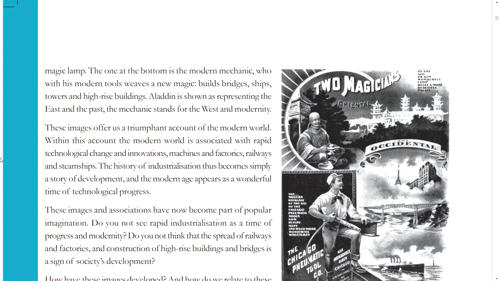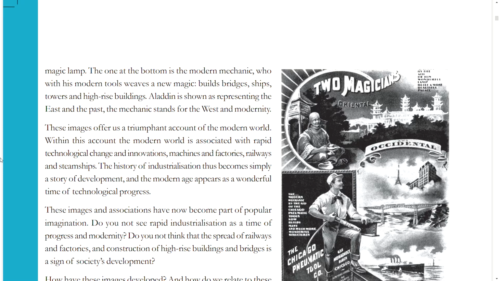Aladdin is shown as representing the East and the past. The mechanic stands for the West and modernity. These images offer us a triumphant account of the modern world. Within this account, the modern world is associated with rapid technological change and innovations. Machines and factories, railways and steamships. The history of industrialization thus becomes simply a story of development, and the modern age appears as a wonderful time of technological progress. This image and associations have now become part of popular imagination.